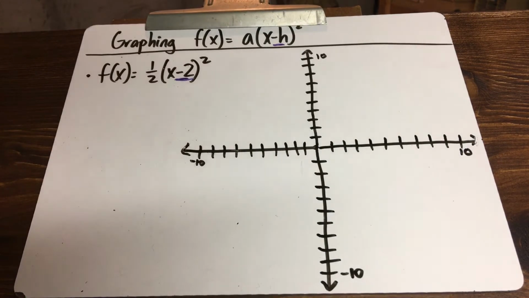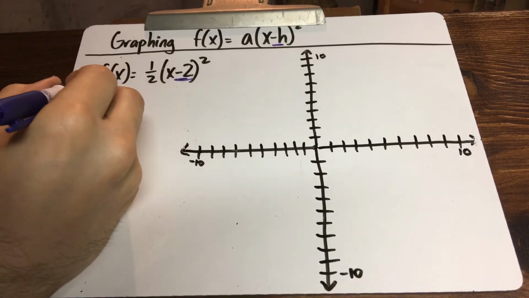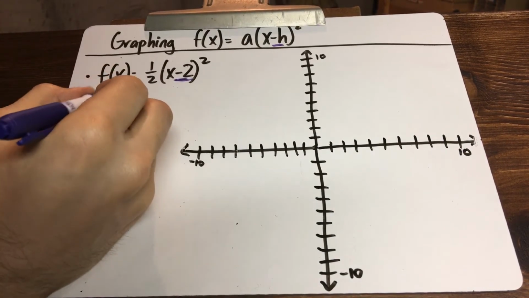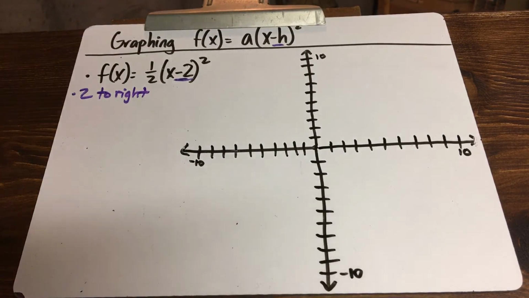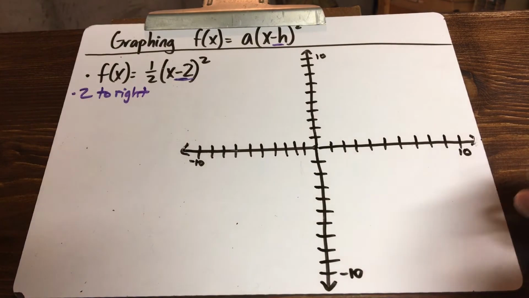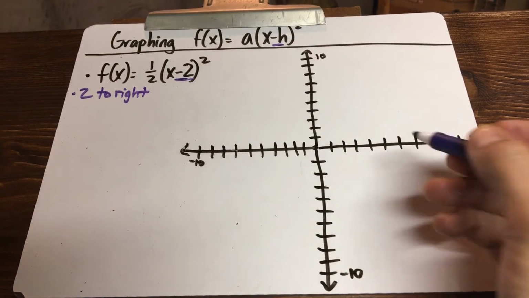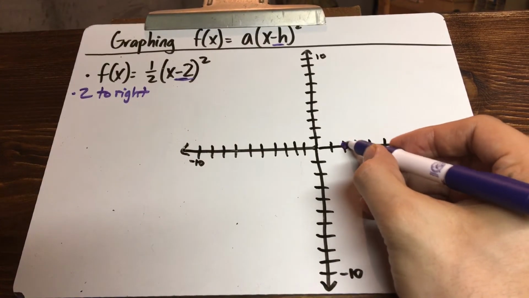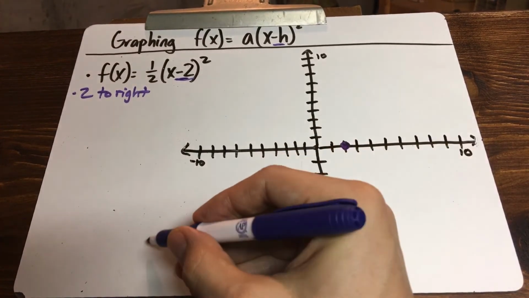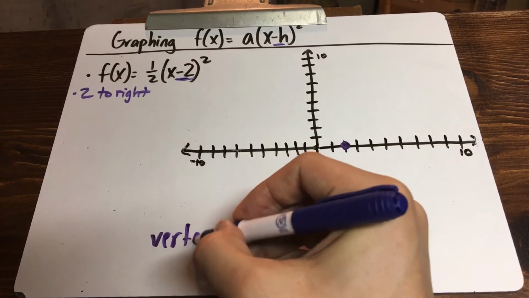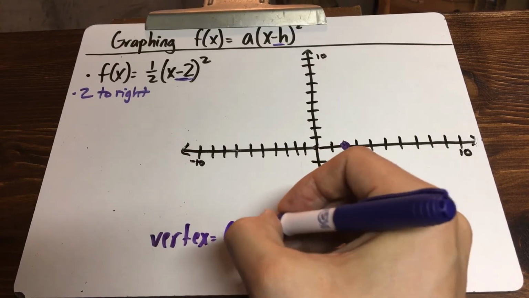When it says -2, I know that means it's actually 2 to the right. It looks like you would think -2 would be 2 to the left because it's negative, but it's not. It's always the opposite of the way that it looks in the parentheses. So this is actually going to be 2 to the right. I'm going to go ahead and put my vertex right there, right? So I have my vertex. My vertex is at the point 2, 0.